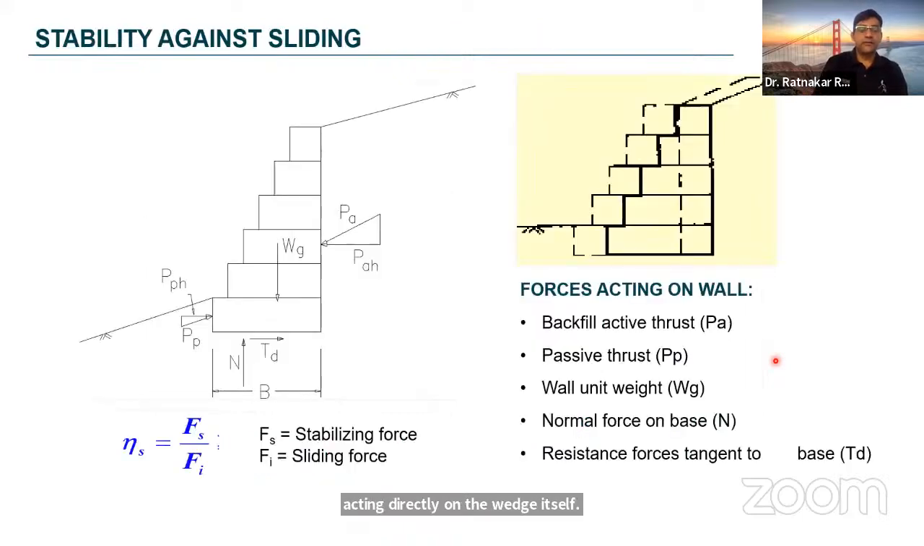Now, when we look at the free body diagram, of course, you can have active pressure, the passive pressure in front of the wall, the mass of the Gabion wall, that is W itself, and then you have the resultant forces, typically a normal force at the base N, and the tangent force or the lateral force, let's say TD. And when you take the ratio of stabilizing force to the sliding force, you will get a factor of safety against the sliding mode of failure.